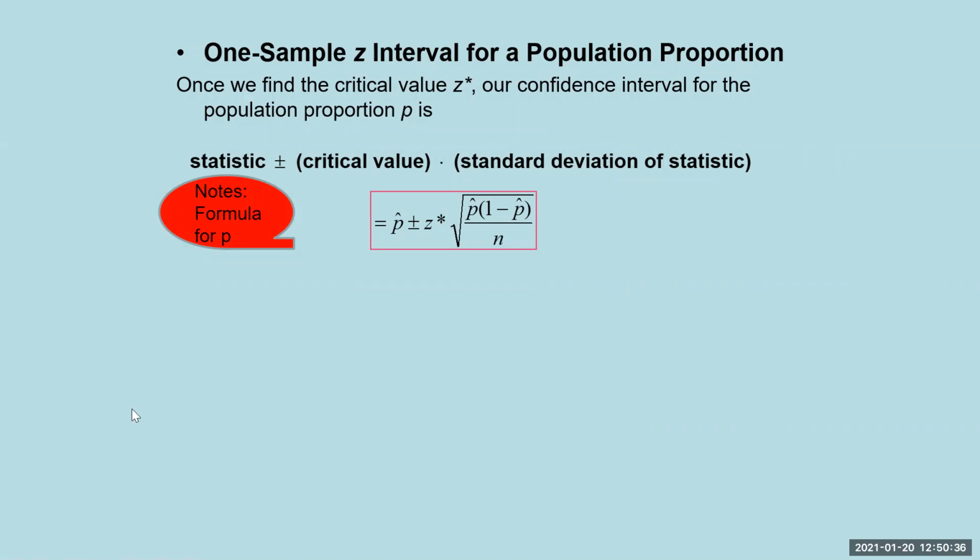So the one sample z interval for a population proportion, once we find the critical value, our confidence interval for the population proportion can be given by this formula. Again, as always, it is your statistic, which we call p hat, plus or minus your critical value, which we call z star, based on confidence level, times the standard deviation, which for proportion is going to be the square root of p hat times 1 minus p hat divided by n. Make sure that you can access this on your AP formula sheet, know where it's at. So yay, luckily we don't need to memorize.